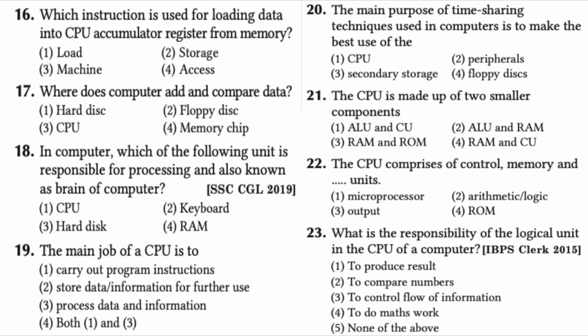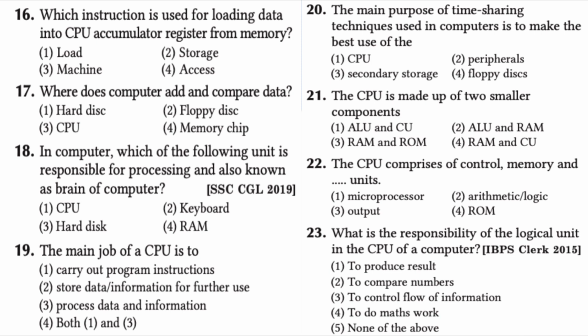Question 20. The main purpose of time-sharing techniques used in computers is to make the best use of. Here the correct answer is 1. CPU. Time-sharing techniques aim to make the best use of the central processing unit, CPU, by allowing multiple users to share its processing power.